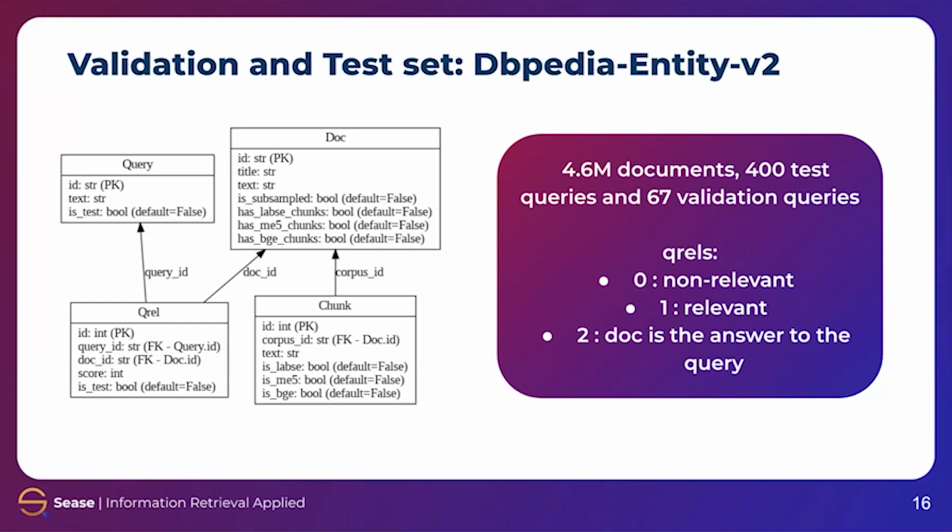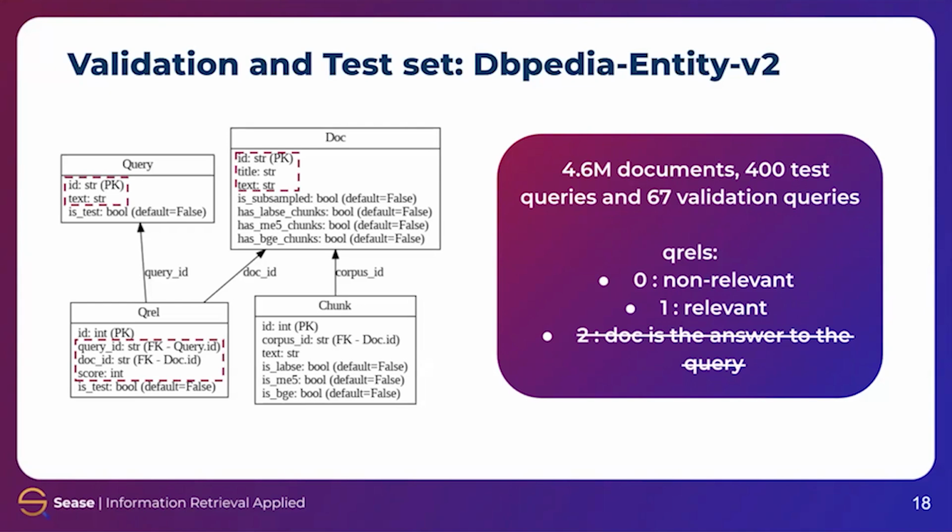We use the 400 test queries at test time, and the 767 as validation during fine-tuning. You can see that we have 3 labels: 0 for a non-relevant document, 1 for a relevant document, and 2 if the document was actually the answer to the query. As an implementation design, we decided to collapse label 2 into label 1, so documents that are actually the answer are marked as relevant.